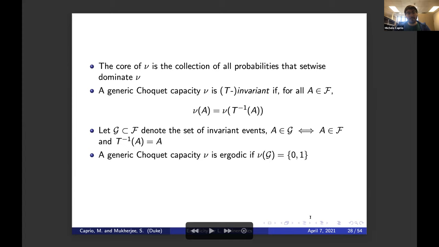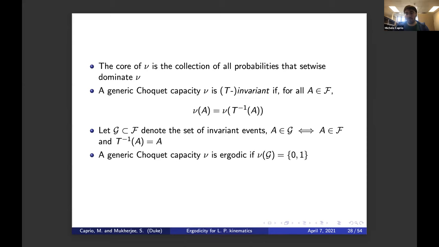And I promise this is the last preparatory slide. The core of a generic Choquet capacity is the collection of all probabilities that setwise dominate such capacity. This basically means that it's the collection of all the probabilities P such that P of A is greater or equal than mu of A for every A. A capacity is T-invariant with the same definition as a probability when a probability is T-invariant. We then denote by calligraphic G the set of invariant events, same definition as usual. And a generic Choquet capacity is ergodic if the capacity of the invariant events is either 0 or 1. So again, the same as for usual probability measures.